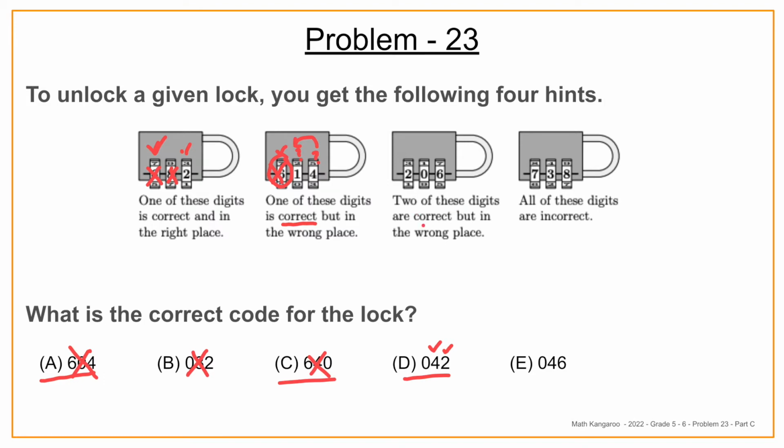2 of these digits are correct but in the wrong place. So 6 is out of our picture. So 2 of these digits are correct. That means if 2 should be at this position and 0 at this position, that gives us option D. So our answer is option D, 0, 4, 2.